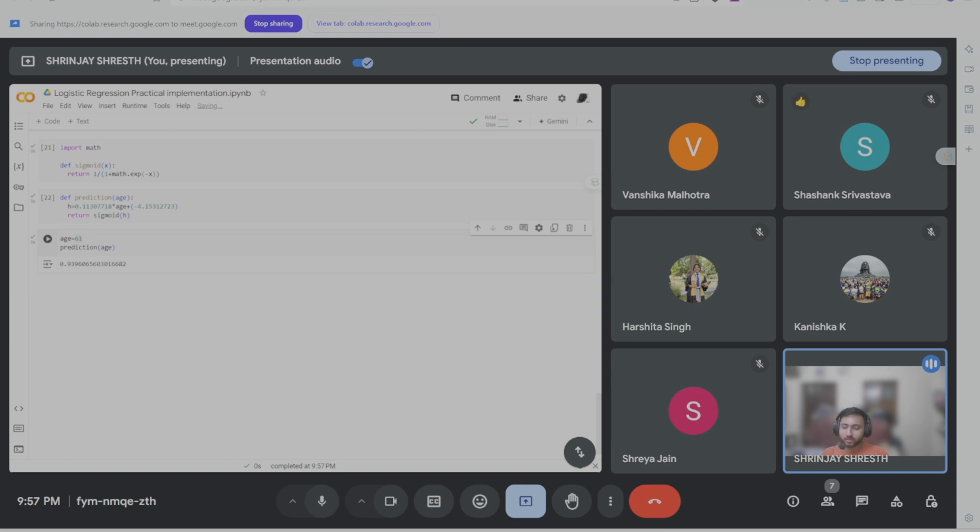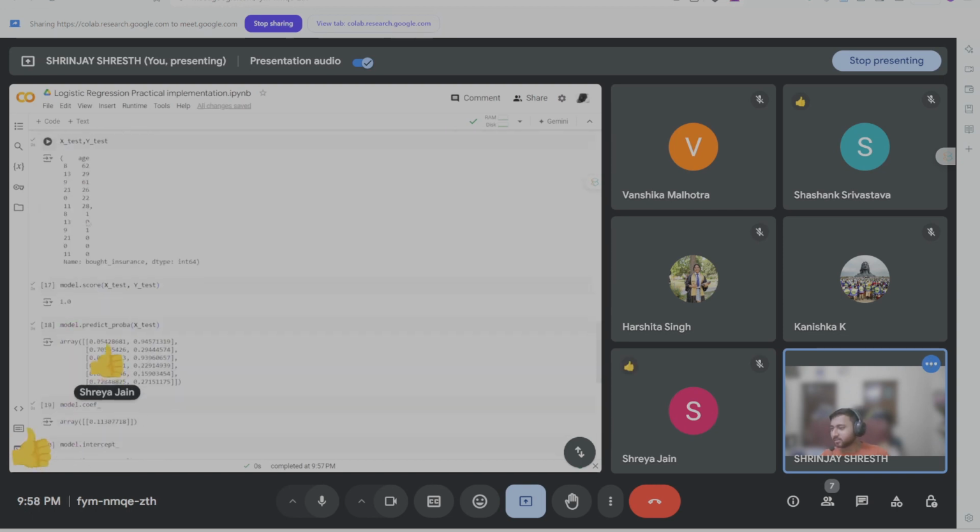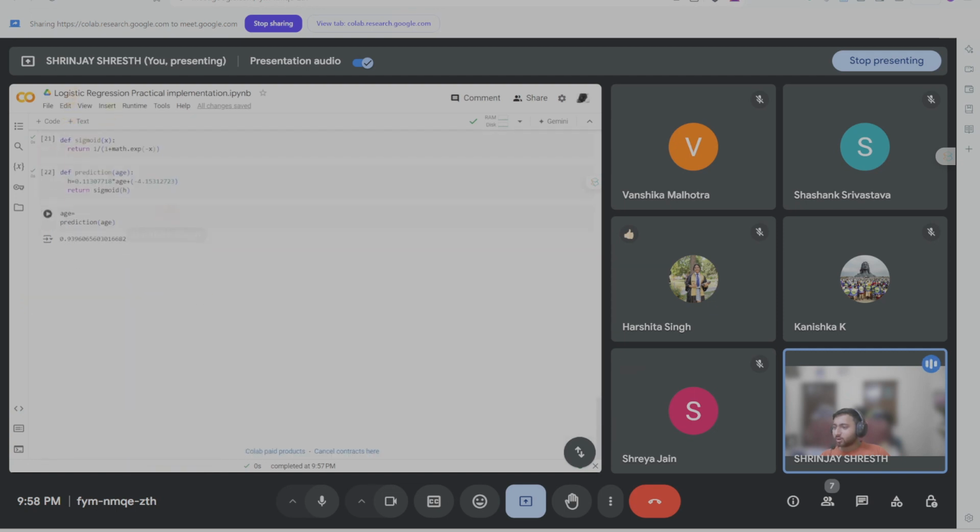You may use some other values. Let's check from here. Let us say 29, and 29 corresponds to 0. That means the person has not bought it. I'll have 29 here. Let's run this. 0.2, which is less than your threshold, that is 0.5. So you are able to implement it. Is it clear? Is it clear?